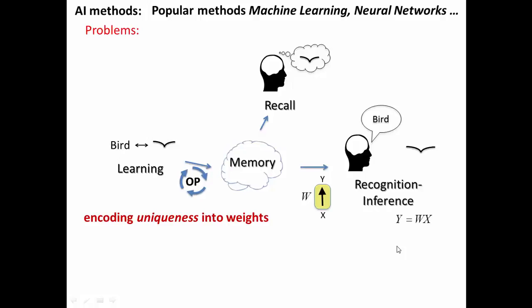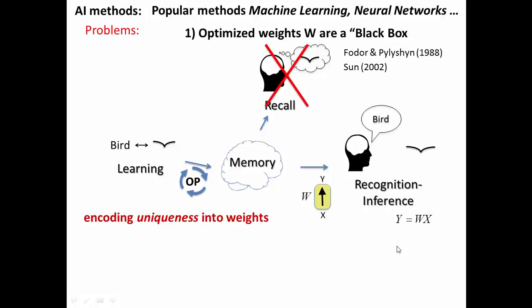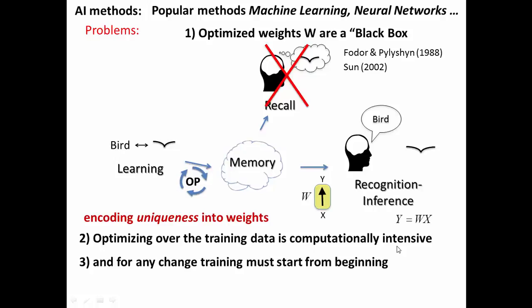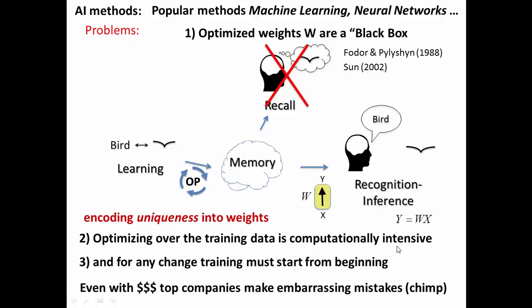But the problem is that optimized weights are a black box. You cannot tell what's inside of them, and optimizing over the training data is computationally expensive. Moreover, for any change, training must start from the beginning. And even with a lot of resources, top companies can make embarrassing mistakes, like release AI that categorically doesn't recognize certain humans as human. But determining uniqueness is essential to perform efficient recognition.